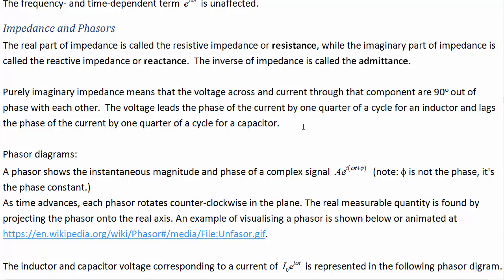It can't change its voltage instantly because the voltage depends on the charge on the plates. So if you try to change the voltage on a capacitor, then what's going to happen is you'll first have to lead it with current to build up that voltage over time. So the voltage lags by a quarter of a cycle for a capacitor.